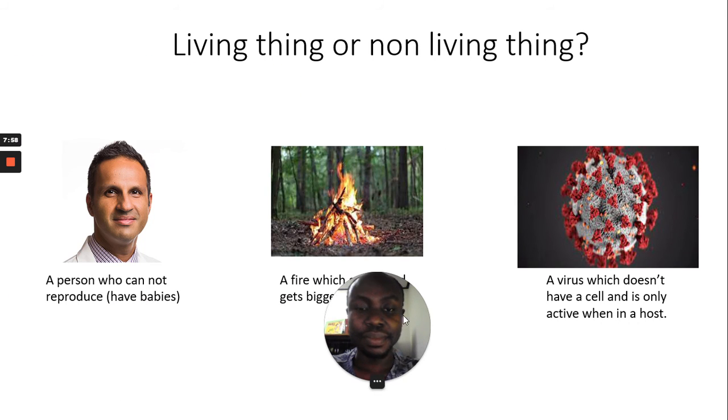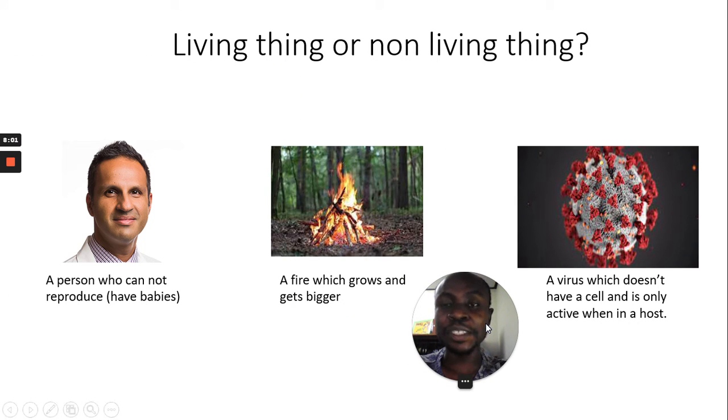So, here are three examples I want you to think about. Are they living things or non-living things? Number one is a person who cannot reproduce, cannot have babies. Is this person still a living thing or a non-living thing? What about fire, which can grow and get bigger? And a virus, which doesn't have cells, but when it gets into a person, it can reproduce.